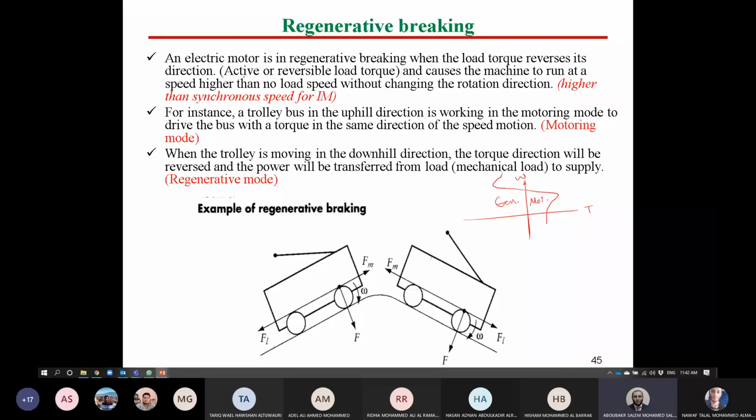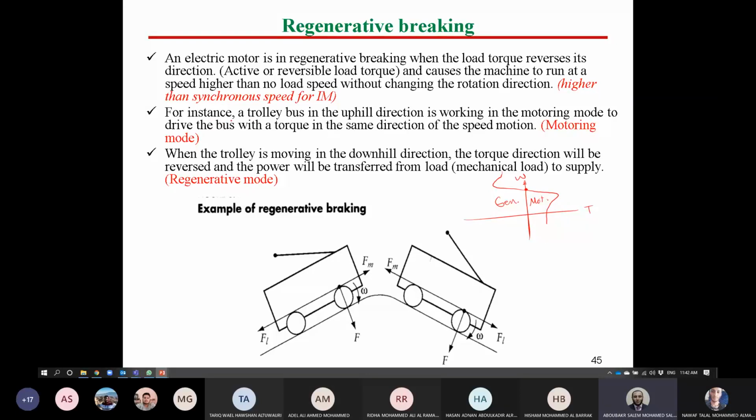So for active or reversible loads, we can return the energy to the supply and cause the machine to run at a speed higher than no load speed. No load speed, or synchronous speed, which is this point. So the speed will be higher than no load speed. The torque will be reversed, so it's now working in generating mode. So this is now considered regenerative braking.